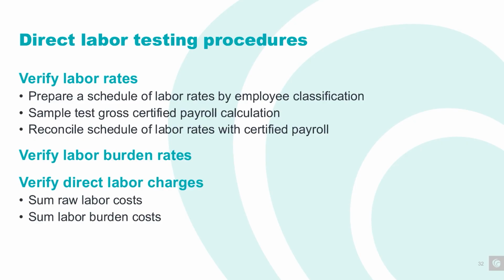The final step in direct labor testing is to reconcile all the calculated labor costs with the actual labor charges billed to the project. You'll want to sum up all the labor costs you've calculated. So you'll have raw wages, payroll taxes, insurance, benefits, and other burdens, and then compare this total to the actual amount billed. Make sure you document any differences you find, whether it's overbilling, underbilling, or errors in calculation.